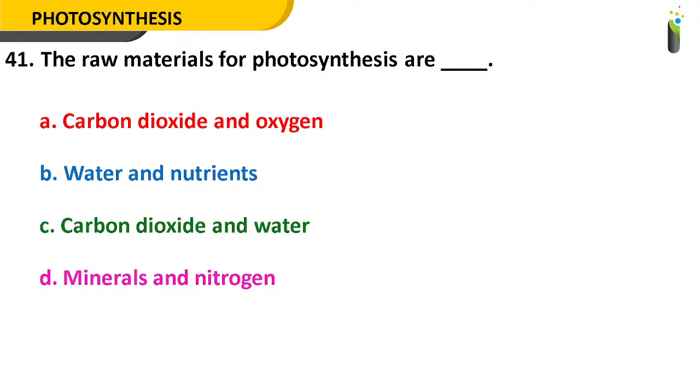Well, the answer for this question is C. The raw materials for photosynthesis are carbon dioxide and water.